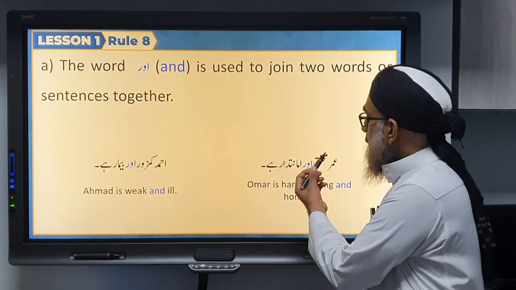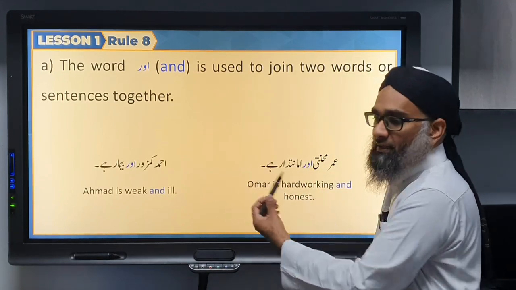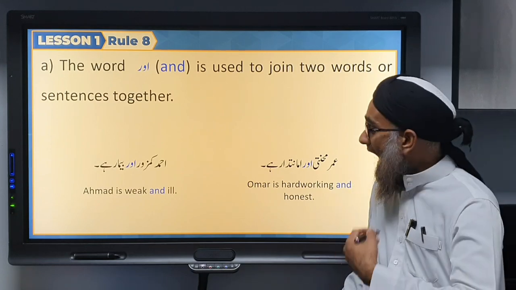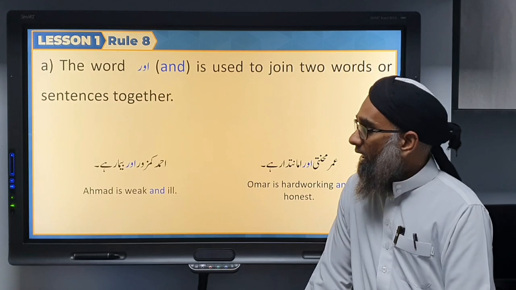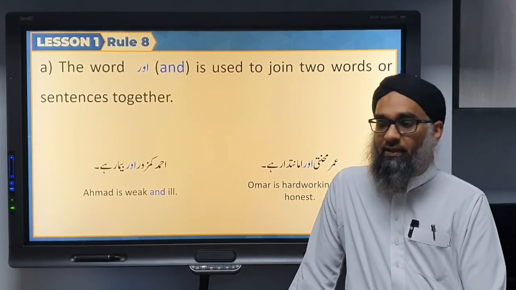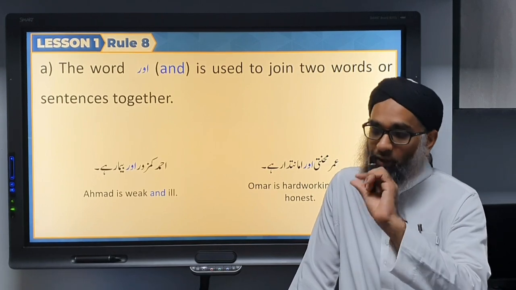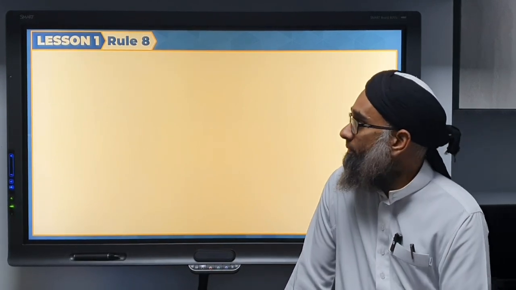For example, Umar mehnati aur amanatdar hai. Umar is hardworking and trustworthy. Ahmed kamzor aur bimar hai. Ahmed is weak and ill. So the word aur joins two sentences together, two words together.